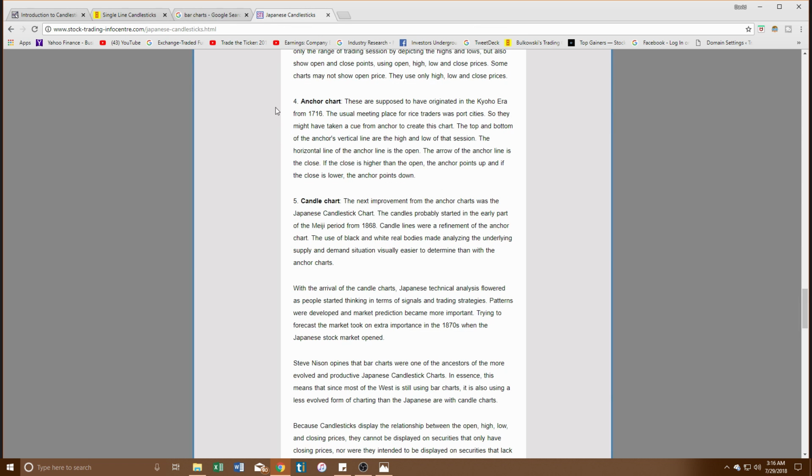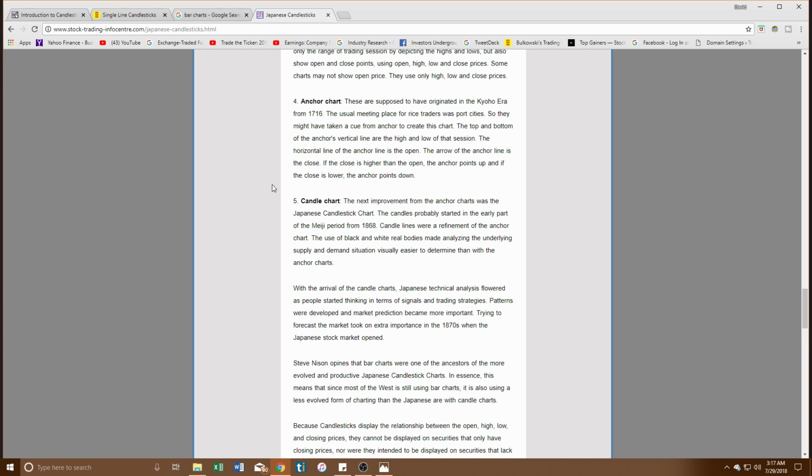Number 4, anchor charts. These are supposed to have originated in the Kyoho era from 1716. The usual meeting place for rice traders was port cities, so they might have taken a cue from anchors to create this chart. The top and bottom of the anchor's vertical line are the high and low of that session. The horizontal line of the anchor is the open.